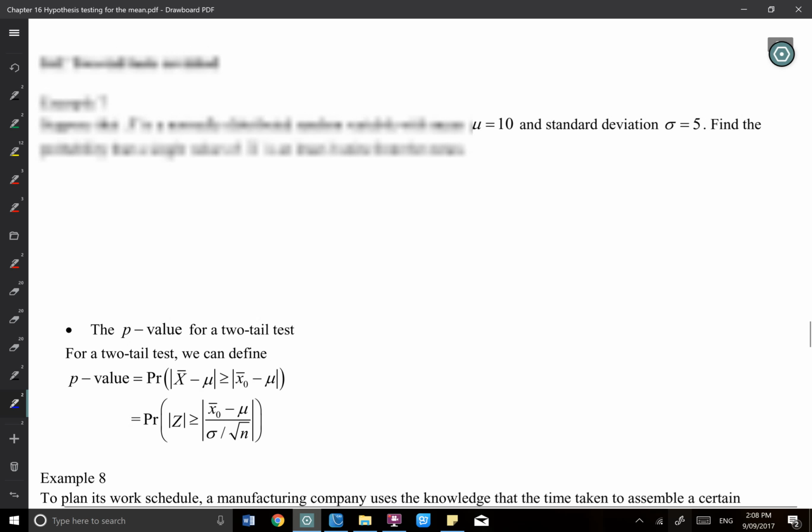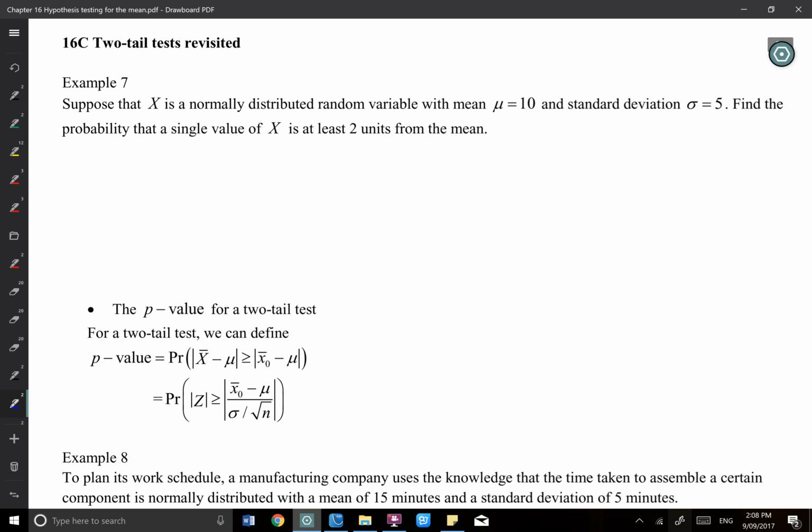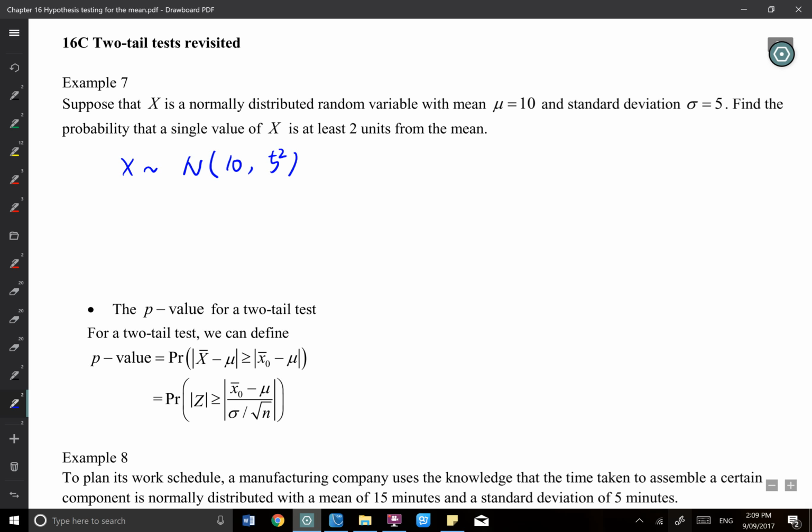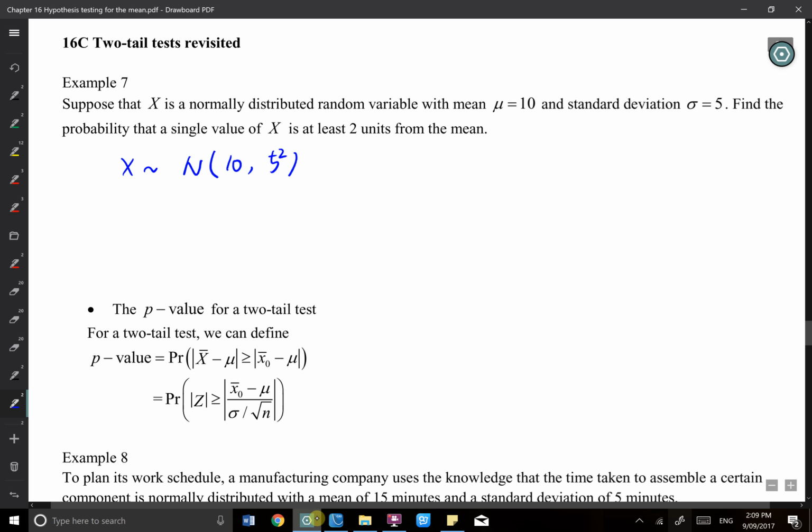This one is a little bit tricky. Suppose that, well, it's nothing to do with X bar yet. I just start with a really easy question. Suppose that X is normally distributed with mu 10 and standard deviation 5. A really normal question, do not think that much. Find the probability that a single value of X is at least 2 units from the mean.